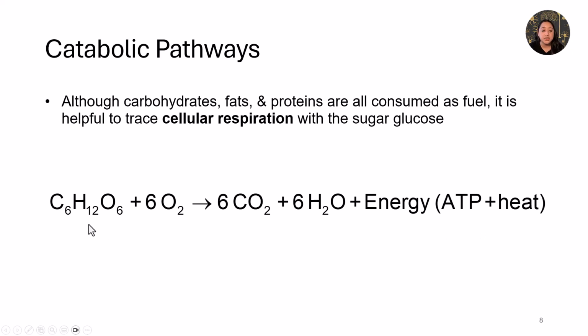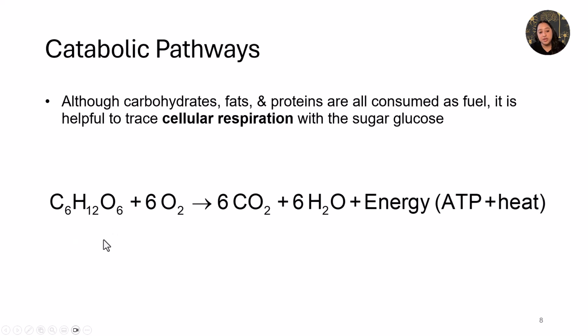So glucose is C6H12O6, so it is a little ring. You take glucose and the oxygen we breathe in. We literally have to breathe in to be able to do this process, and that's why we need oxygen. That's why it's called cellular respiration, because we need oxygen for this. Each of your cells needs to take in oxygen to do this pathway and make energy.